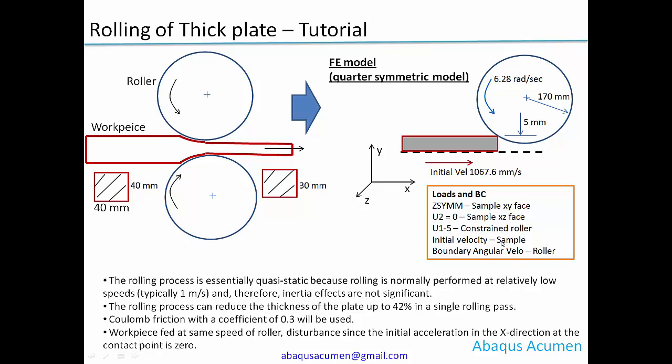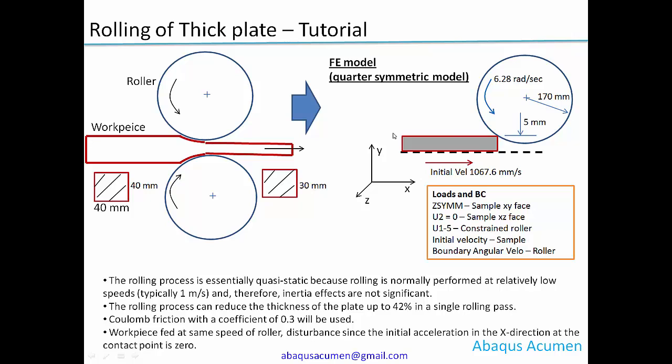Okay, so we need to consider that in the process, and we also need to replicate it in our simulation. Now a quick look at the loads and boundary conditions for this FE model. As we are modeling a quarter symmetric model, we'll apply symmetry on the XY face. This is the XY face of the workpiece, and U2, the bottom face, will be constrained in the vertical direction, that is the y direction, U2 equal to 0. For the roller, we'll constrain degrees of freedom 1 to 5, so the roller is only allowed to rotate about the z-axis with a prescribed angular velocity of 6.28 radian per second.